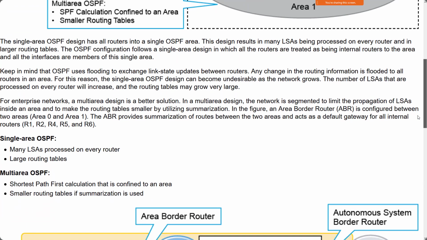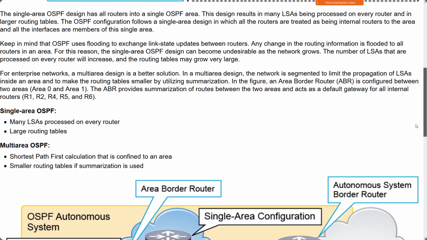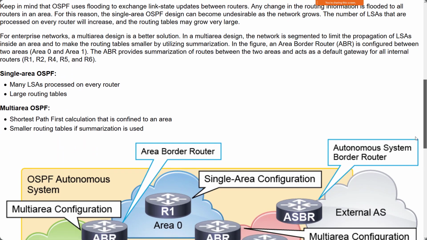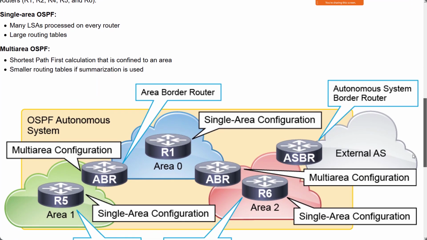Let's see what they say here. Single area OSPF, many LSAs are processed on every router. We have very large routing tables, mainly because we can't do summarization, right? You have the absolute potential of having very large routing tables even in a multi-area design if you don't do summarization correctly, right? And if you don't have contiguous address blocks, you can run into a situation where summarization is not even possible. So you're not going to get the benefit of scalability in that type of design, even if you have multiple areas implemented. Okay?